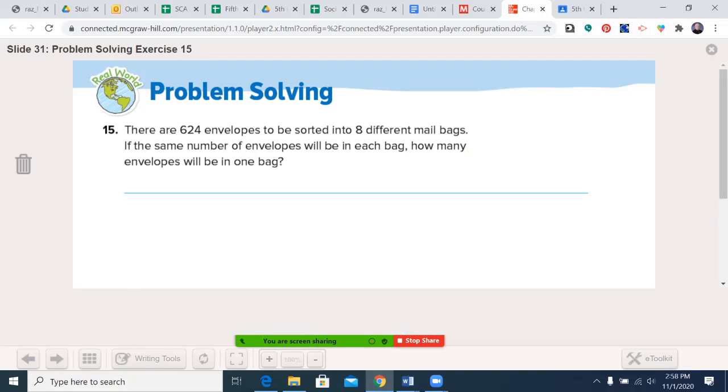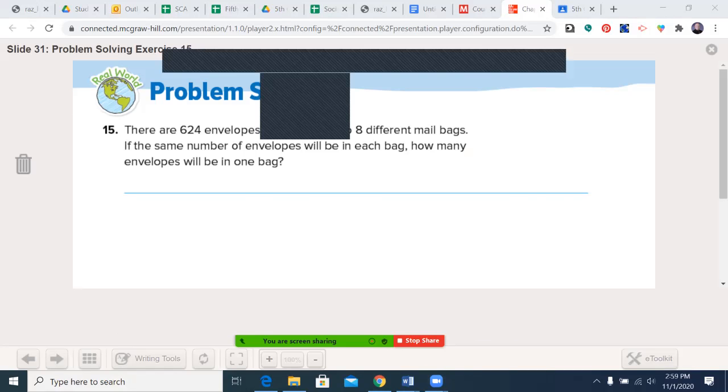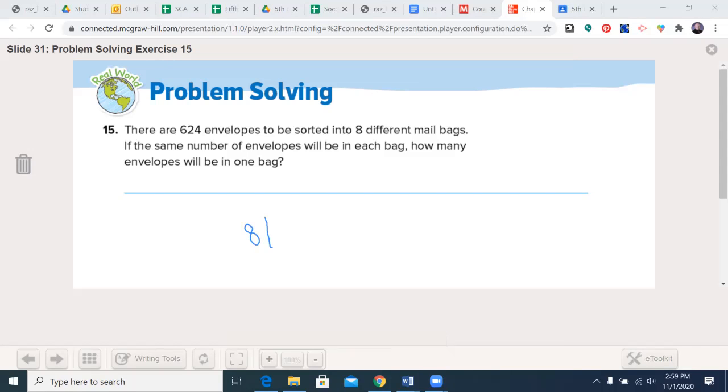Let's do a story problem together. 624 envelopes to be sorted into 8 different mail bags. If the same number of envelopes will be in each bag, how many will be in one bag? You may have already had a good idea of how to attack this, but let's use our annotation tool. I'm going to write it as 8 into 624.